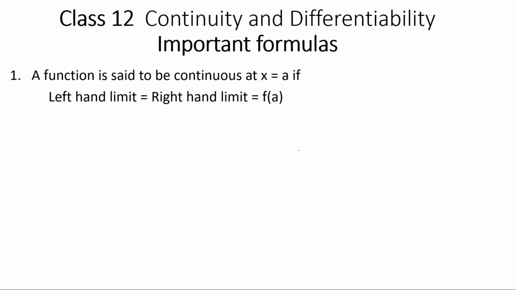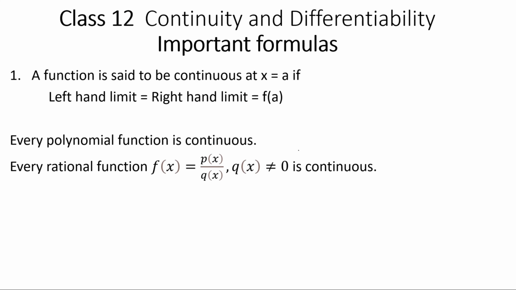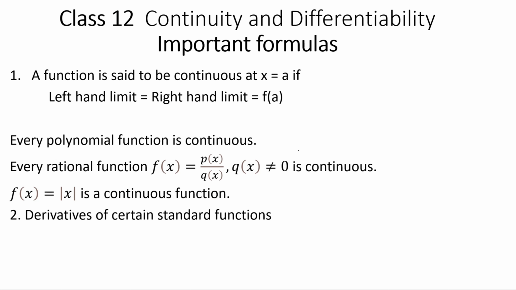The first one is a function is said to be continuous at x equals a if the left hand limit equals the right hand limit equals the value of the function at that particular point. Every polynomial function is continuous, every rational function is continuous, and the modulus function is also continuous.